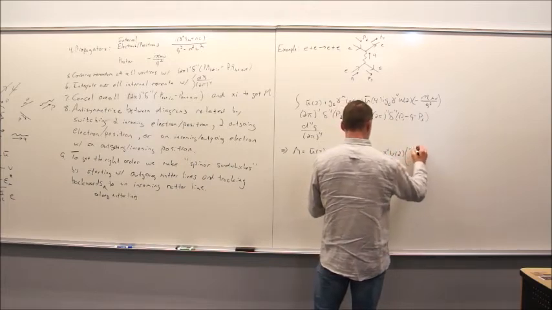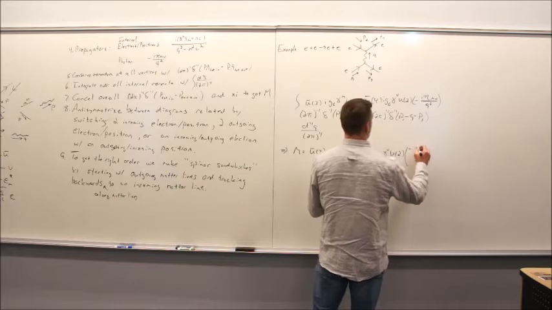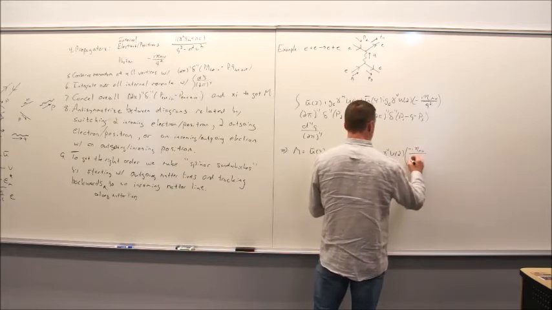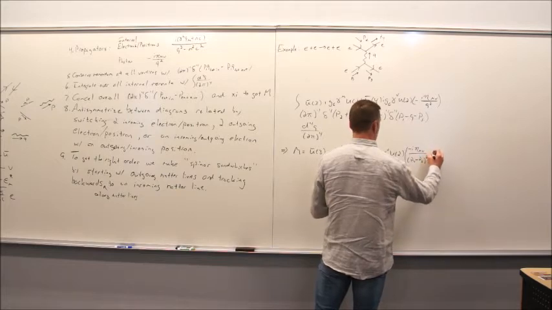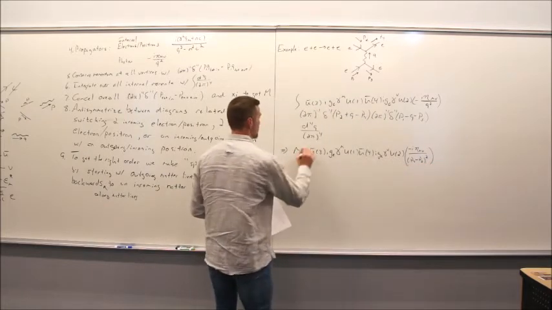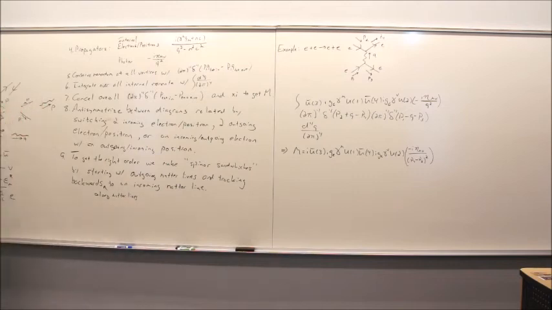And then I'm going to have minus I eta mu nu over P4 minus P2 squared. And all of that is going to be multiplied by I. Okay?